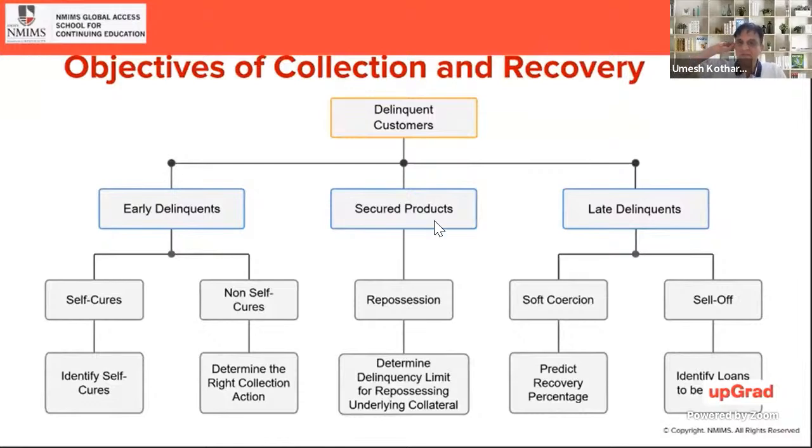Secured products involve repossession. Secured products are the safest, because if they don't pay, you will liquidate the asset and get your monies due, and that is loan against security. Late delinquency is a function of soft coercion, where you predict how bad the portfolio is, and that is the bucket-wise analysis that you carry out. You will also analyze loans that you need to write off or settle, and those usually are not good practice, but you have to do that as well.